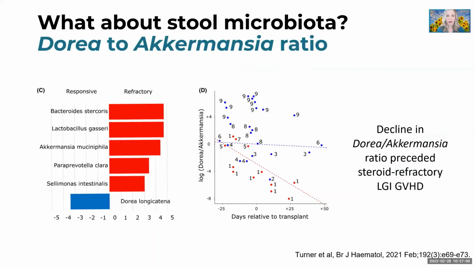Looking into the stool microbiota, we've identified a pattern of microbes that are associated with steroid refractory lower GI GVHD. Using linear discriminant analysis, we found that a number of bacteria, including Bacteroides, Lactobacillus, and Akkermansia, here in red, are associated with refractory GVHD, whereas in blue, Dorea was associated with responsive GVHD. And we found that a decline in the Dorea to Akkermansia ratio preceded steroid refractory lower GI GVHD.